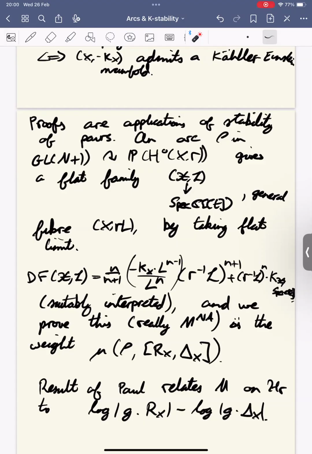But yes, one can follow the first steps of the proof in the Fano case, but you run into these finite generation questions. Basically, if you've got an arc, you get a filtration of the section ring of your polarized variety, but there's no reason to expect that it's finitely generated. Okay, well, thanks.